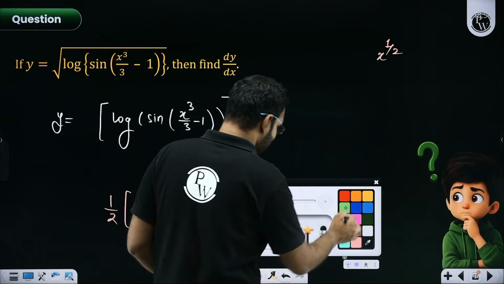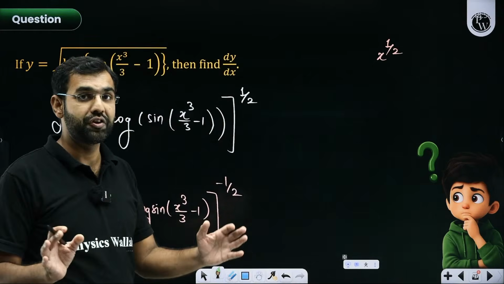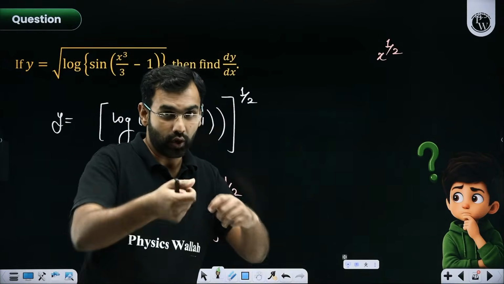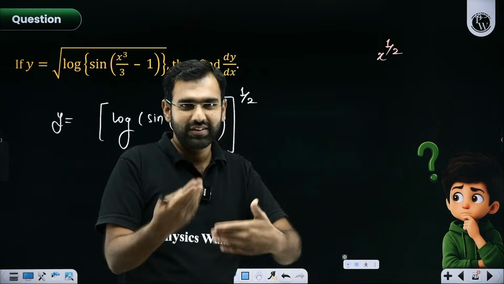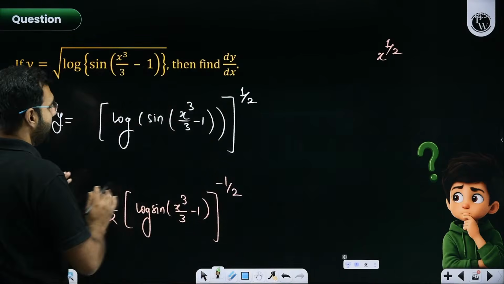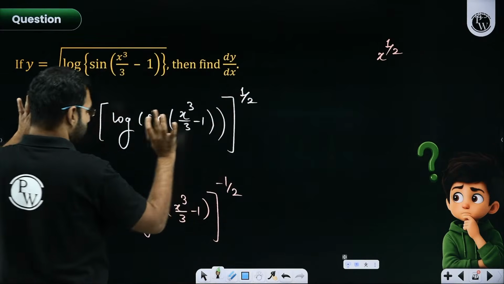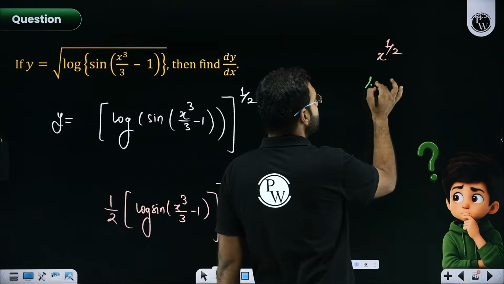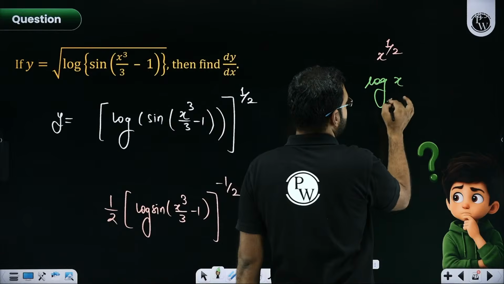But sir, are we done with this question? Absolutely not. I have simply differentiated the outermost function. Now I'll penetrate layer by layer, the same way you peel an onion. The outermost layer is sorted. Now we are dealing with ln of something. How do we differentiate log x? Of course, this x should be positive.